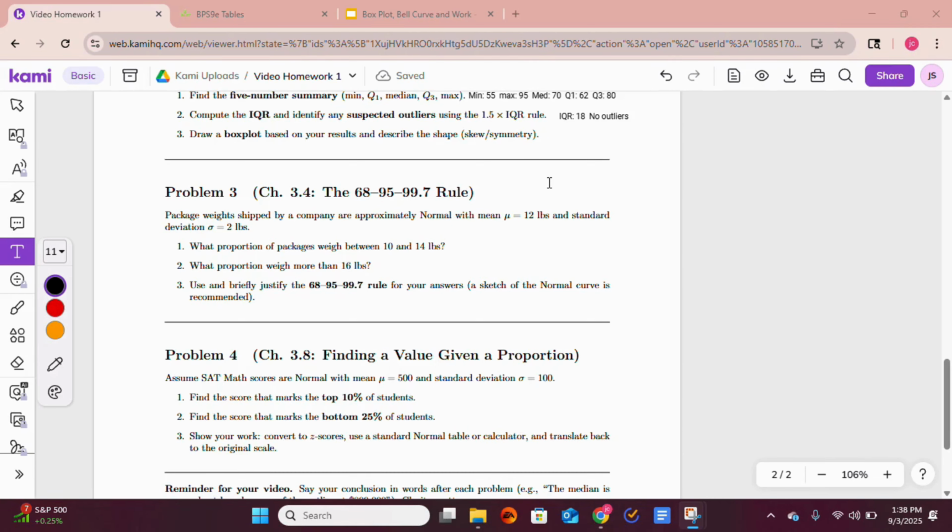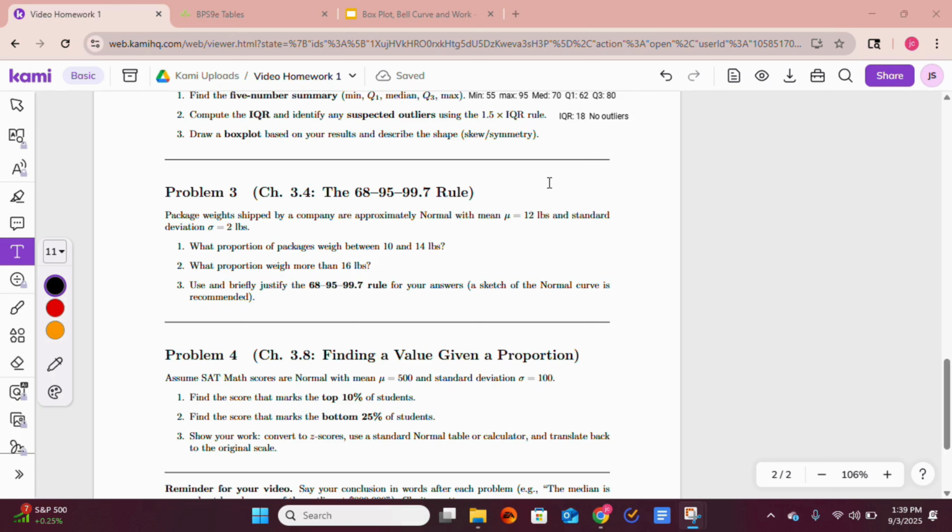Now we can move on to problem 3. It states package weights shipped by a company are approximately normal with a mean of 12 pounds and standard deviation of 2 pounds. And it asks, what proportion of packages weigh between 10 and 14 pounds?